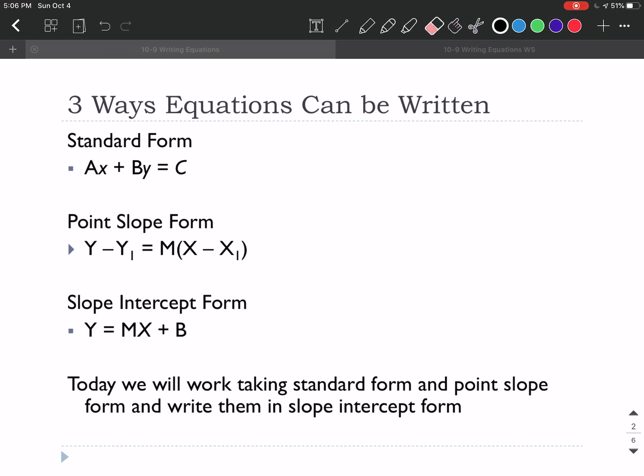Just an example of how this would look is we could have 6x plus, for instance, 5y equals 10. One way, real quick and easy.